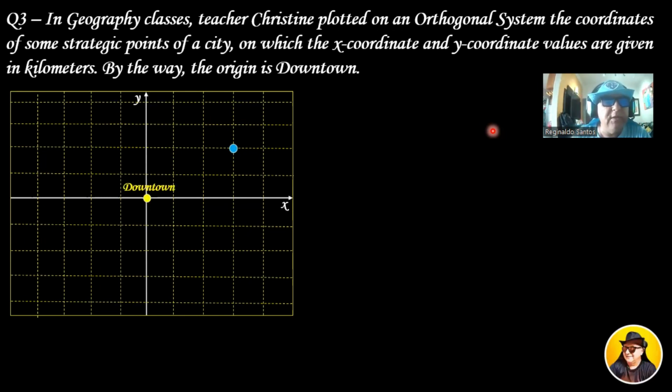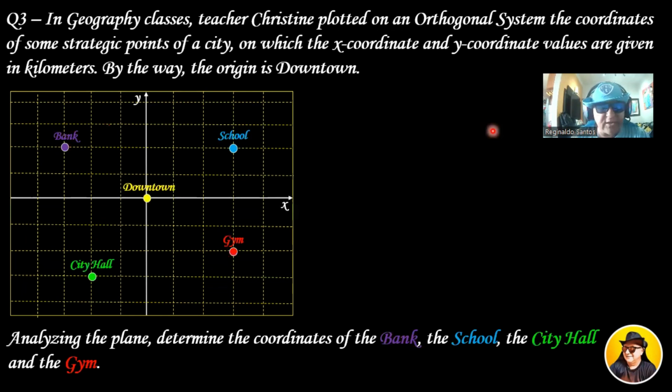Let's see, this blue point is the school. The purple one is the bank. The green one is City Hall. And now the red one is the gym. Okay, now let's check it. Analyzing the plan, determine the coordinates of the bank, the school, the City Hall, and the gym. Yes, let's do it.